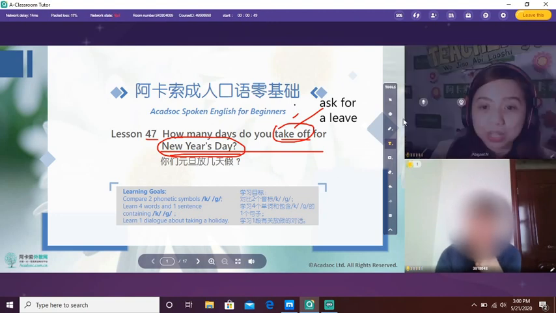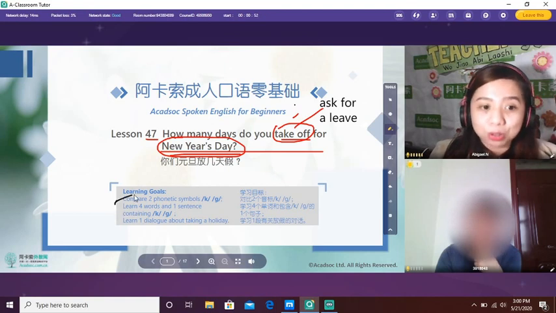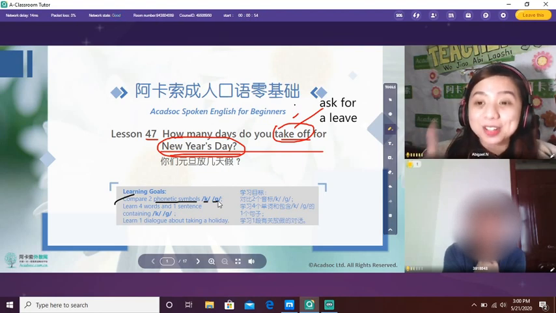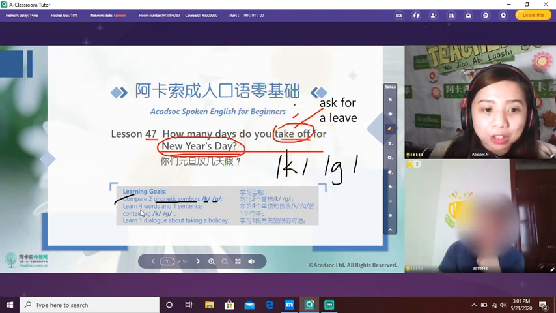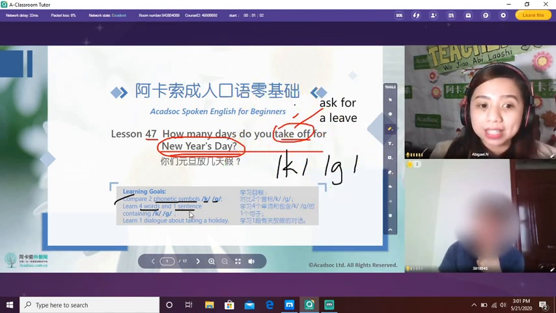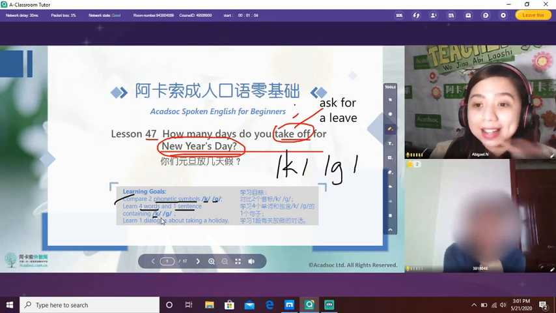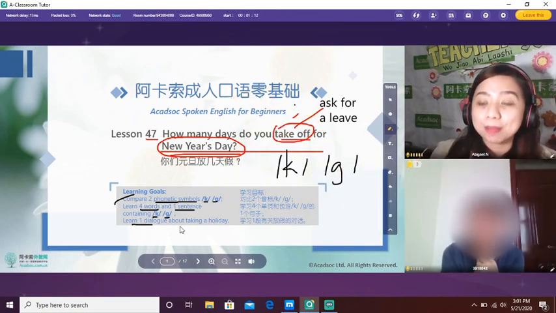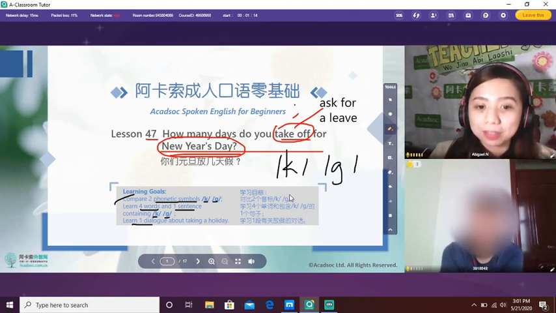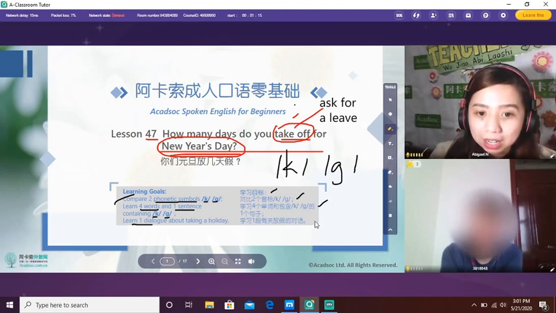Okay. So in this lesson, you're going to compare two phonetic symbols, k and g. K and g. Yes, very good. And we're going to learn four words and one sentence containing k and g. You will also learn one dialogue talking about holiday. So let's start. So please remember all of this.